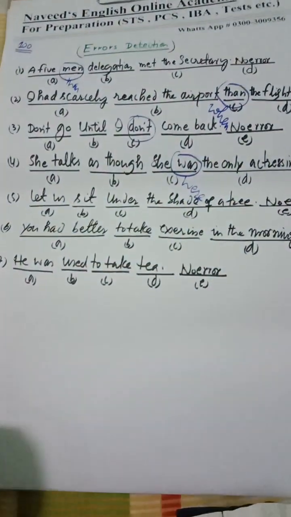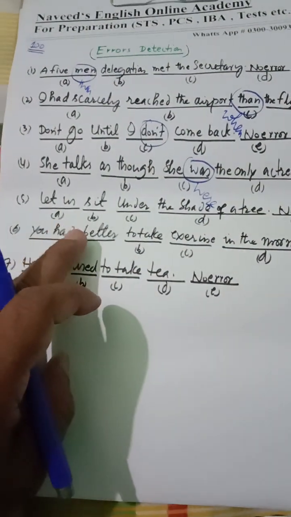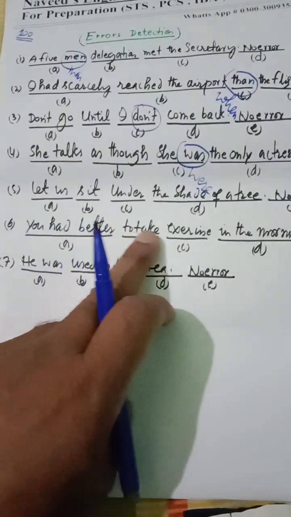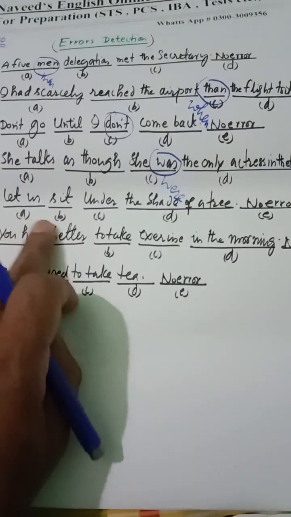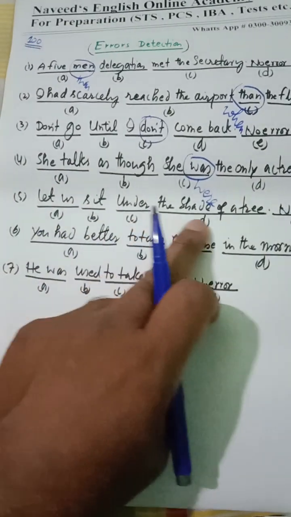Number 5, let us sit under the shade of a tree. Options: A, let us; B, sit; C, under the shade of a tree.